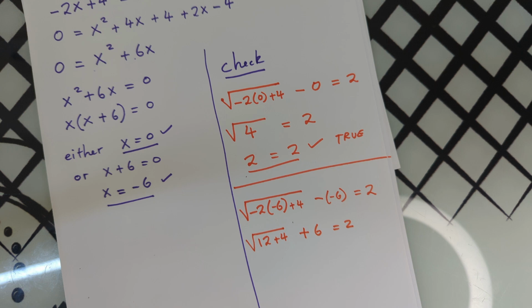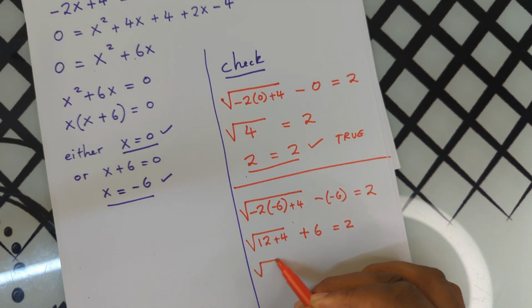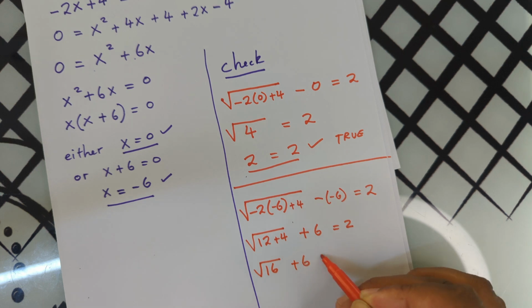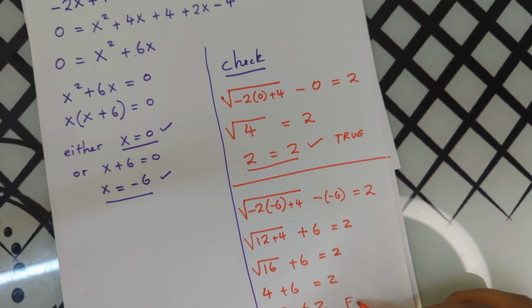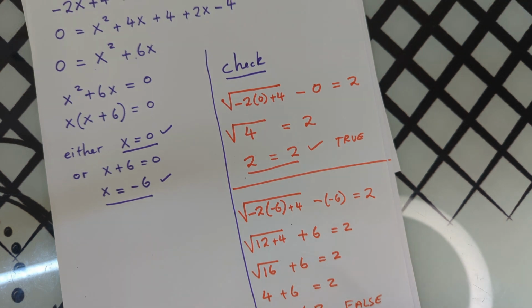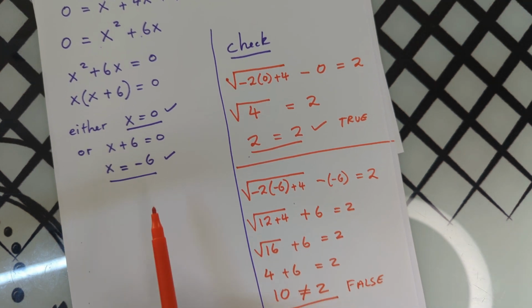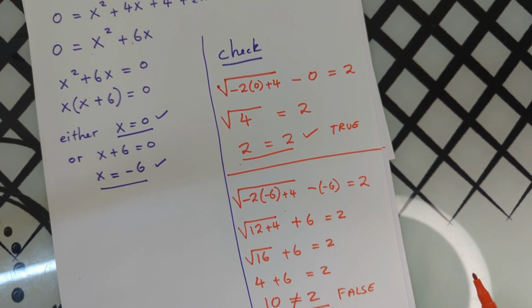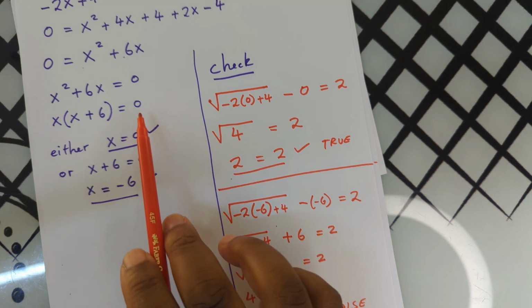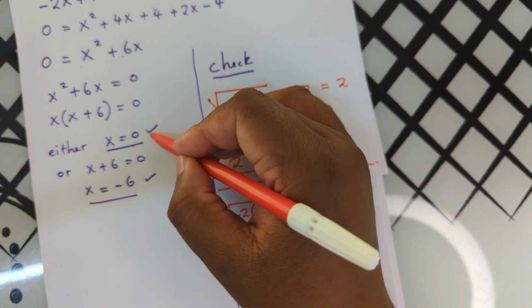So with plus 6 being equal to 2, this becomes the square root of 16 plus 6 being equal to 2. And the square root of 16, that's 4, plus 6. And 4 plus 6, that's 10. And 10 is not equal to 2. Therefore, x cannot be negative 6 because this value of negative 6 for x has failed to satisfy our original equation. So what it means is x is equal to 0 is our only solution.